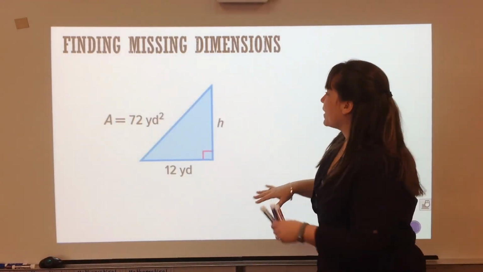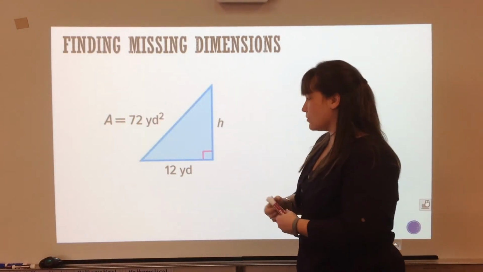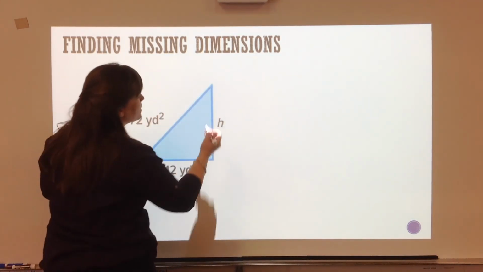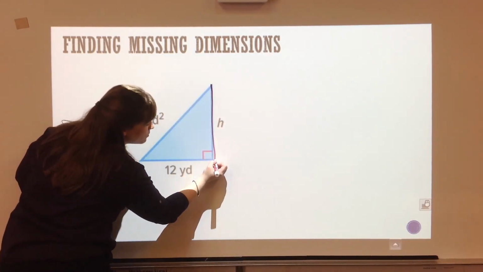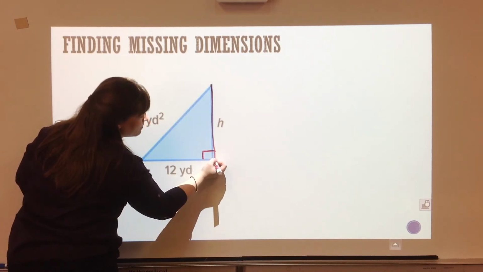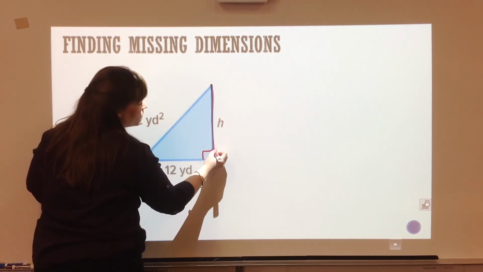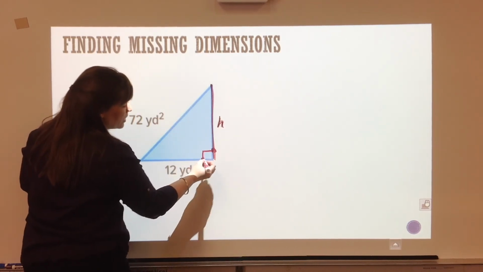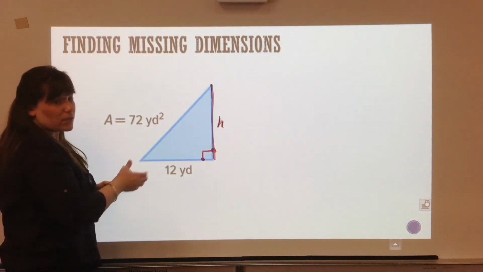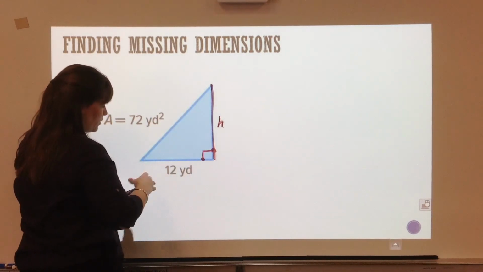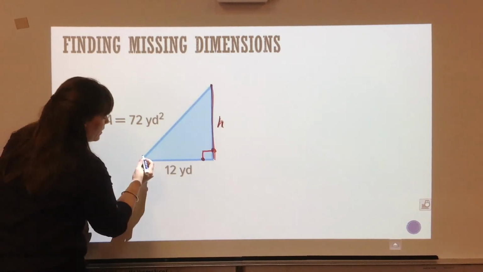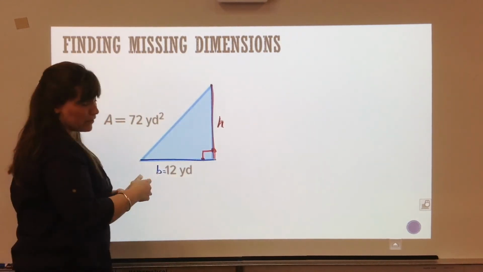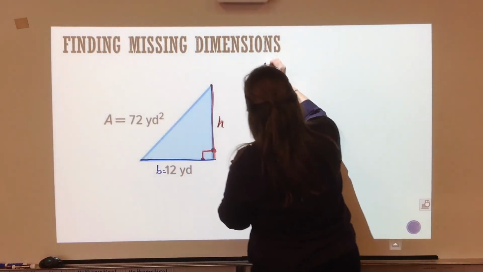So here we have, again, area is 72 yards squared. Our height is one of the sides of the triangle, so there's no dashed line, but here's the right angle symbol. And again, the right angle symbol is touching the height, which is the unknown, and is touching the opposite side to this vertex. So we have 12 as our base. So here's our base. We have our pieces. Now let's plug them into our formula.